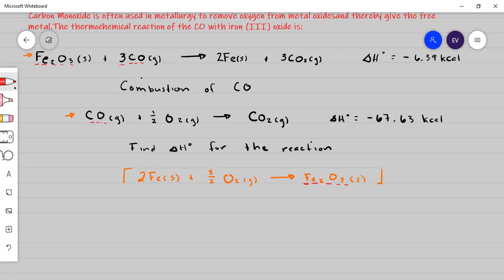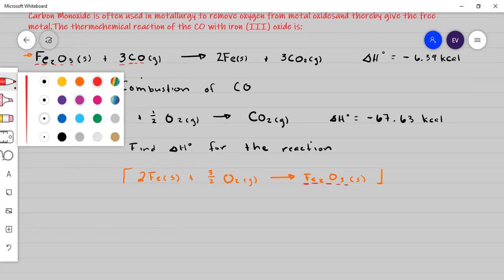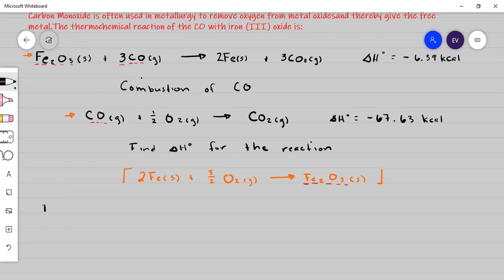First things first, because iron(III) oxide is a product, I'm going to flip this reaction. So I'm going to flip reaction 1, and the reason is so that my iron(III) oxide is in the products instead of a reactant. All I'm going to do is rewrite this in reverse.